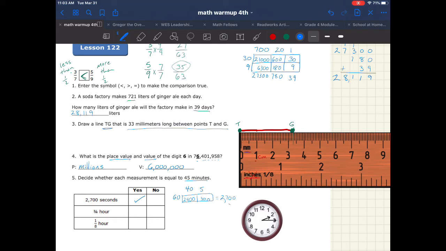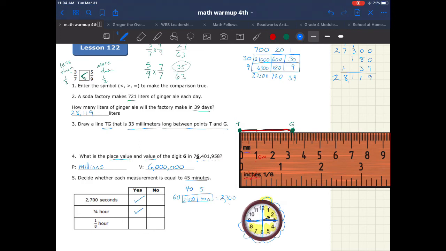3/4 of an hour. I drew a little clock over here. Actually, I didn't draw this clock, I pasted it in. So there are quarters, right? And 3/4 would be 1, 2, 3/4. Every number on the clock is worth 5 minutes. So 5, 10, 15, 20, 25, 30, 35, 40, 45. So 3/4 of an hour is 45 minutes.